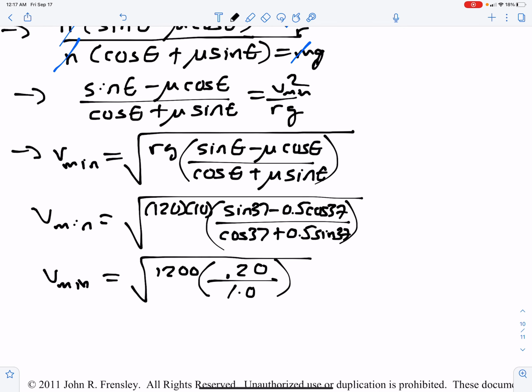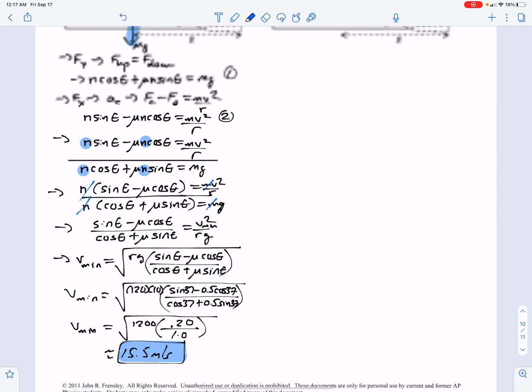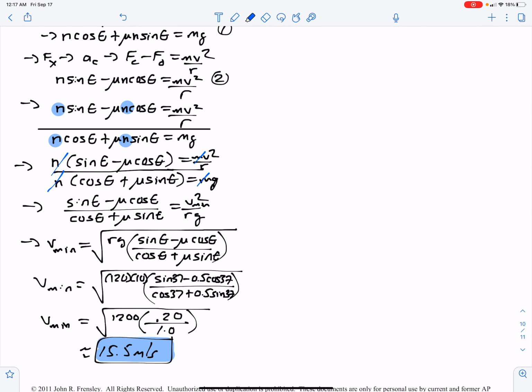So that would be, let's see, 0.2 times 1200 would be 240, and the square root of 240, so the square root of 225 is 15. So the square root of 240 is about 15.5 meters per second. That would be the minimum speed needed to allow friction to prevent the car from drifting towards the center.